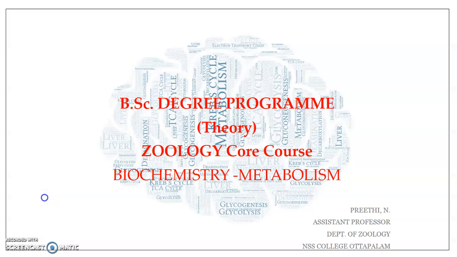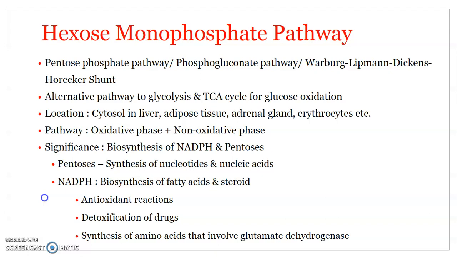Hello everyone, welcome to a new session on metabolism. In this presentation, we will be looking in detail into the hexose monophosphate pathway, or hexose monophosphate shunt. Now, why has it been given the name hexose monophosphate? Because of the first substrate to initiate the HMP pathway, as it is otherwise known.